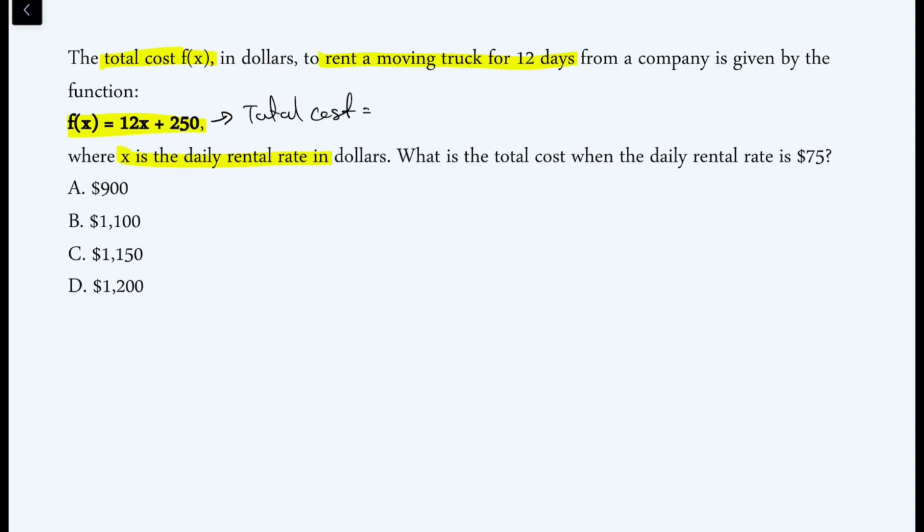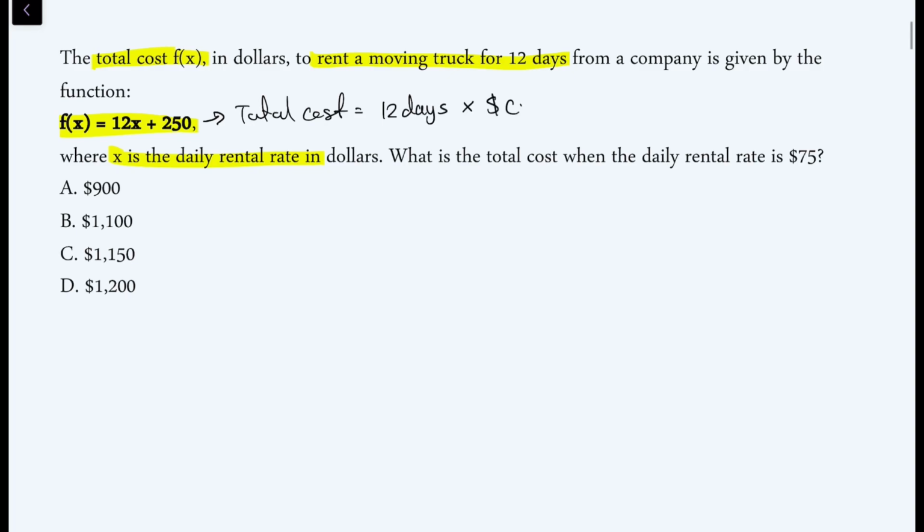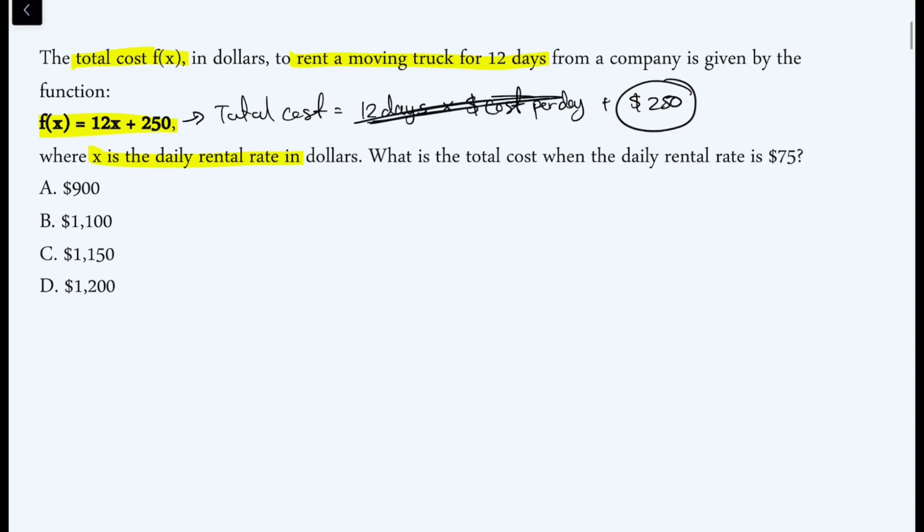So we're saying, okay, 12 days multiplied by the cost per day, plus a starting fee of $250. Basically, no matter how many days pass, whether it's 1 or 0 or 2 or 10 or 500, we're always going to pay $250. That's never going to change. Even if we have 0 days, so it doesn't cost you anything to rent, you're going to have to pay $250, even though we know that's not going to be the case.